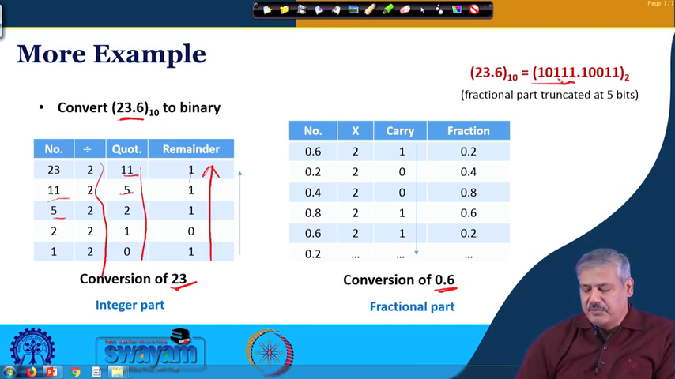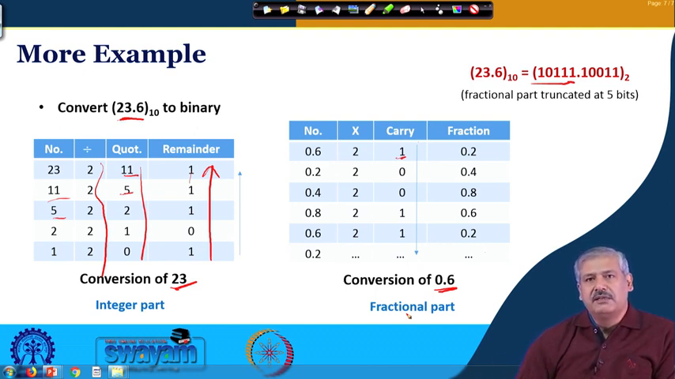And for the fractional part 0.6, we keep on doing the multiplication, right, and whenever there is a carry, that is, the value becomes more than 1, we note it here, and then we read it from top to bottom. And we see that when you come over here, the fractional part is not actually becoming 0, right. So it will go on giving some value over here.